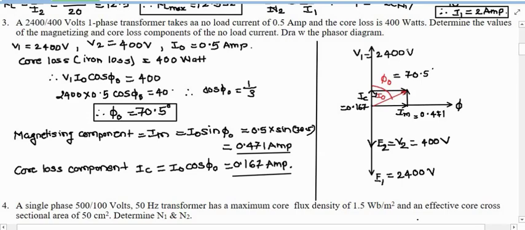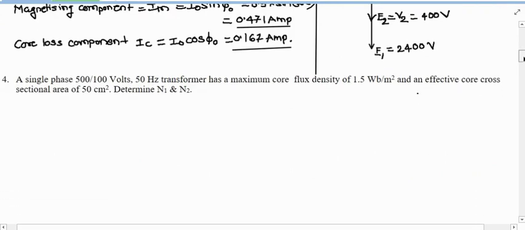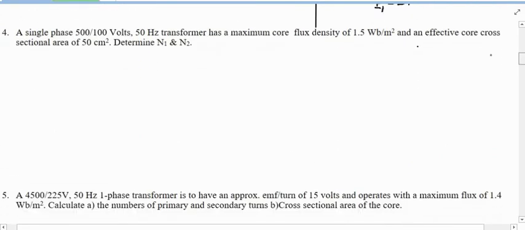Okay, so this is enough. And what is your I naught? It is given to you. So directly I will write down here I naught equals to 0.5 ampere. So this is about all quantities that I have represented in the phasor diagram. Now let us move to the next problem, fourth problem.